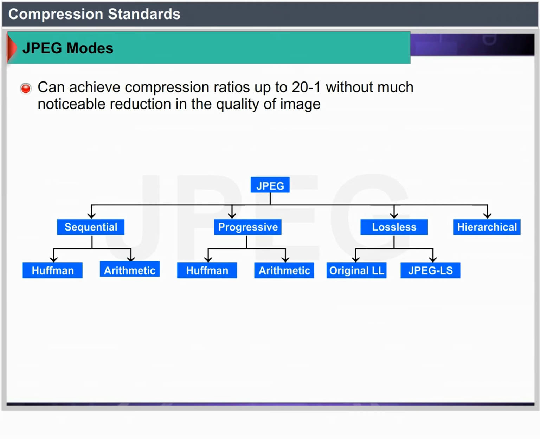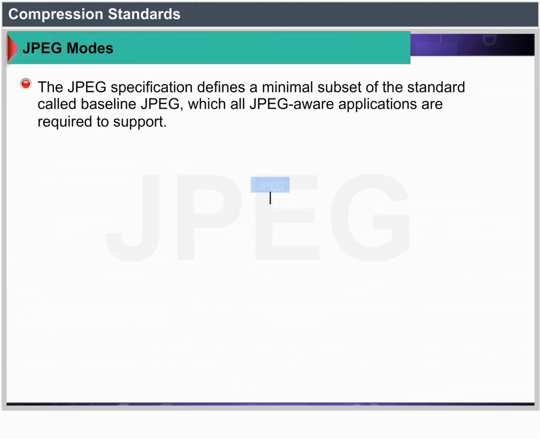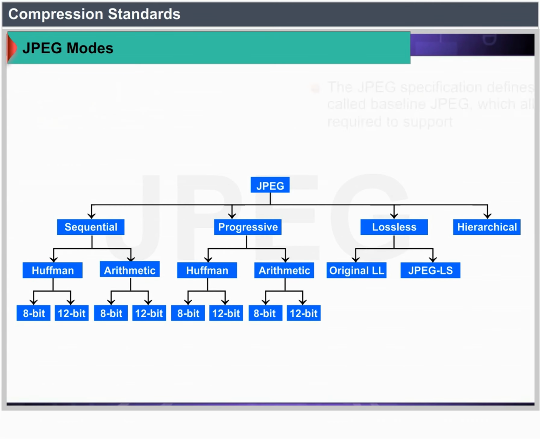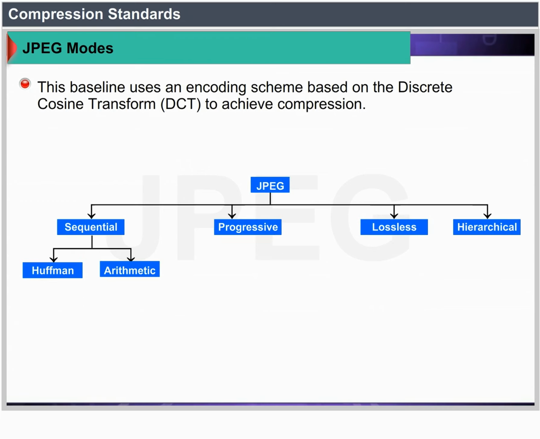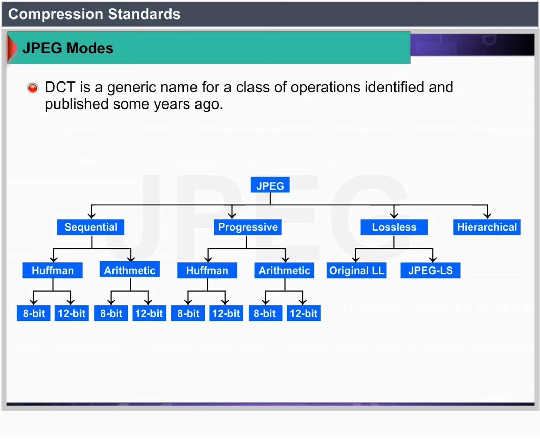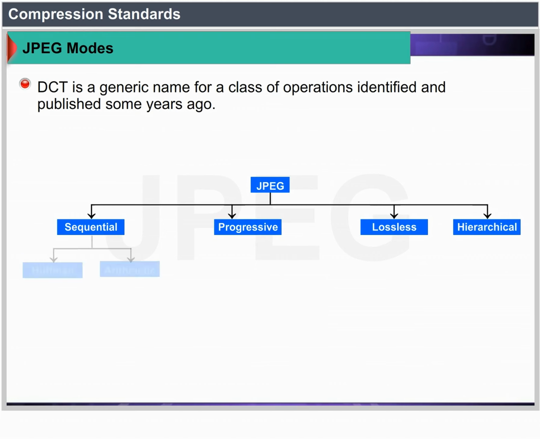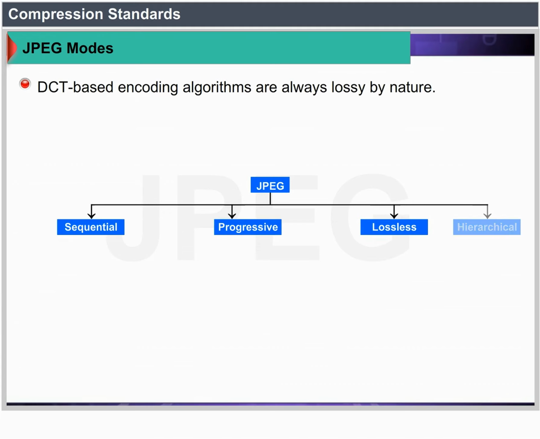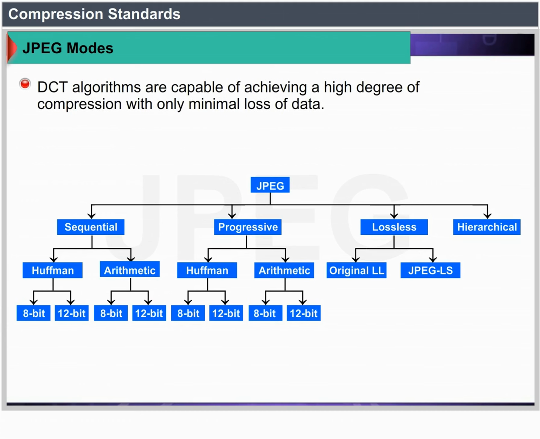The JPEG specification defines a minimal subset of the standard called baseline JPEG, which all JPEG-aware applications are required to support. This baseline uses an encoding scheme based on the discrete cosine transform, DCT, to achieve compression. DCT is a generic name for a class of operations identified and published some years ago. DCT-based algorithms have since made their way into various compression methods. DCT-based encoding algorithms are always lossy by nature. DCT algorithms are capable of achieving a high degree of compression with only minimal loss of data.